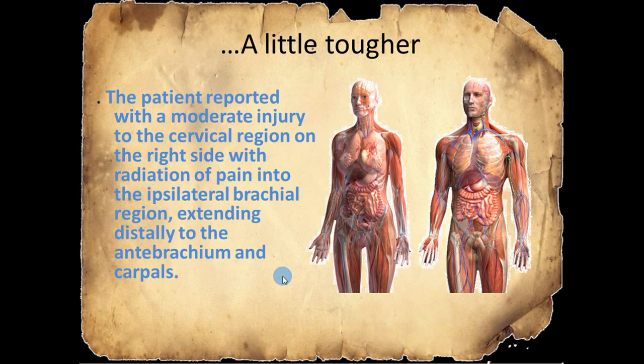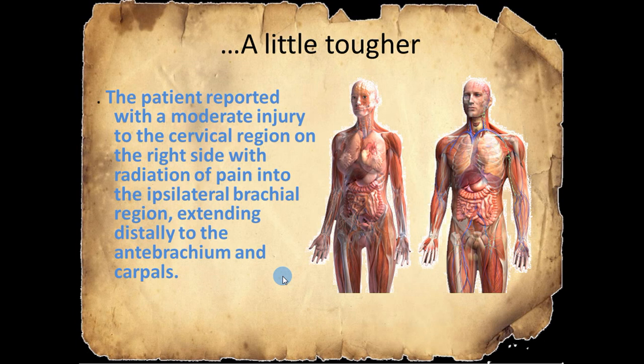On the right side with radiation of pain into the ipsilateral brachial region extending distally to the antebrachium and the carpals. So there's one of these words I didn't mention. Well, two of them, cervical, and there's one other one. If you look, cervical region is talking about the neck, right? Cervical collar. On the right side, so it starts with a minor injury on the cervical region on the right side, and it radiates pain on the ipsilateral.